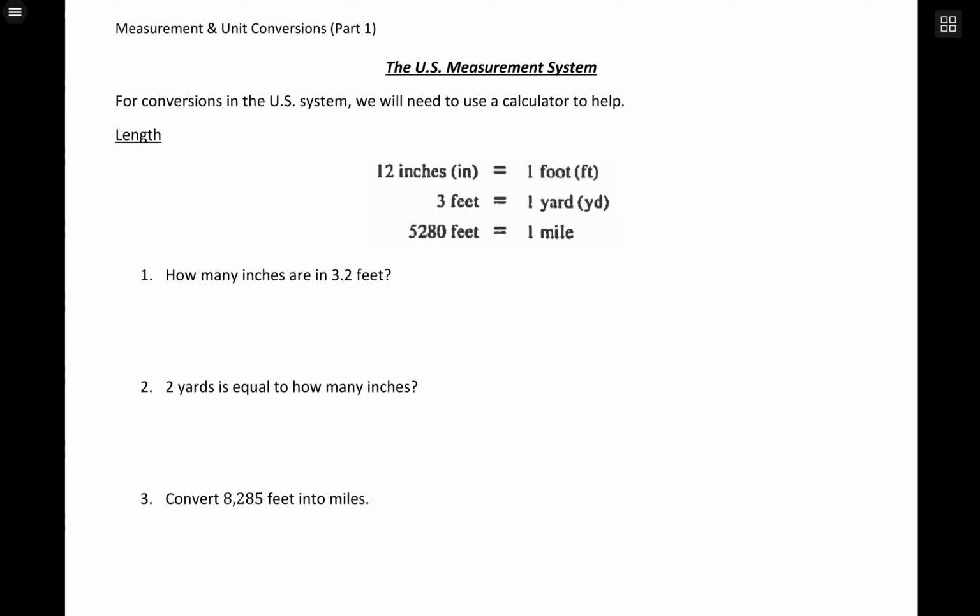So first we're going to focus on the US measurement system, looking at length, weight and mass, and volume as well. Starting with the US system, we're going to need a calculator to help with these conversions. Some of the conversions are tricky, like the fact that 5,280 feet is equivalent to 1 mile. Trying to do that math on its own will be very difficult. So I'll show you how to set up the calculation so it does it correctly, but then also how to plug into the calculator correctly as well.